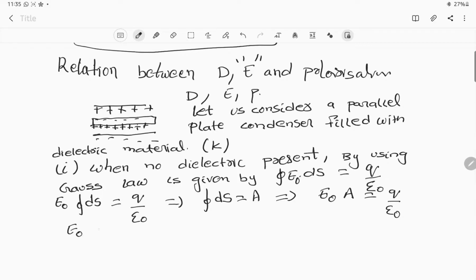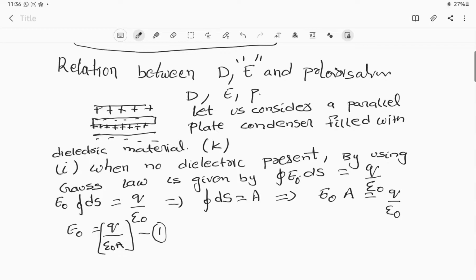So here E naught will be equal to q by epsilon naught A. Now this is actually your equation number 1, when no dielectric material is present. So this is equation number 1. Clear? See what we are doing. Again I will repeat the same thing here.